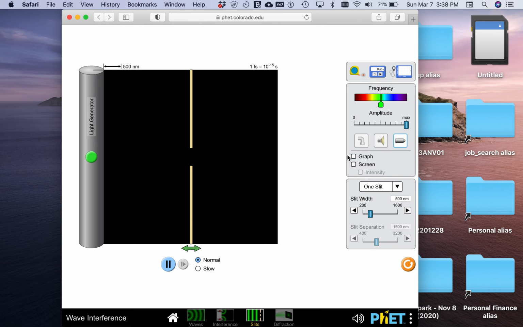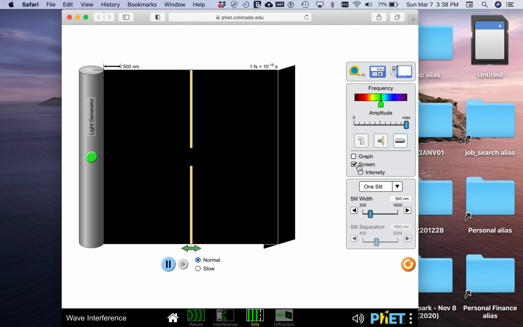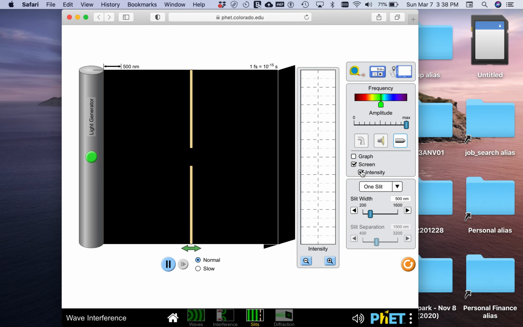Also check this screen and intensity, so that it is easy to read the data. And here is a tape measure that a student can use to make a measurement. So there are two ways to determine the frequency. I mean, it gives frequency, but really students will need the wavelength.